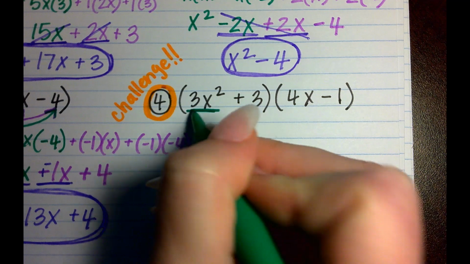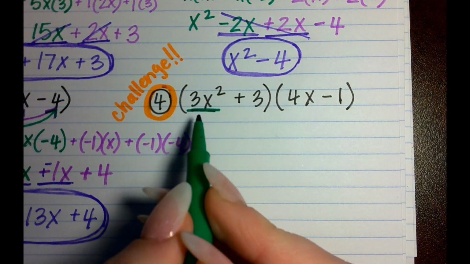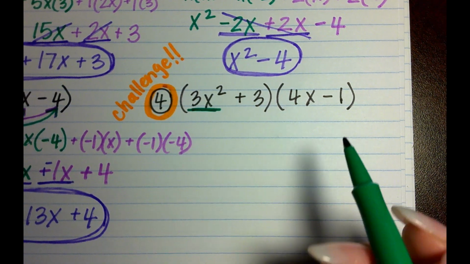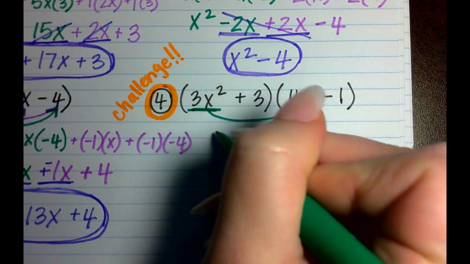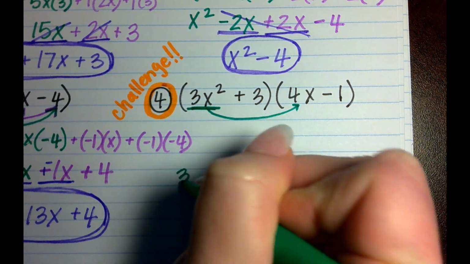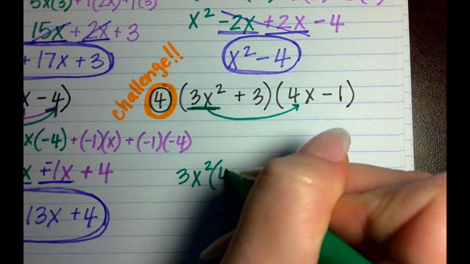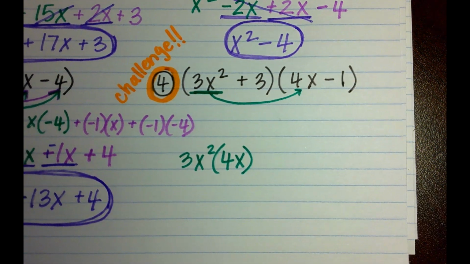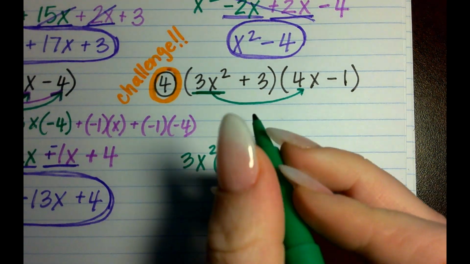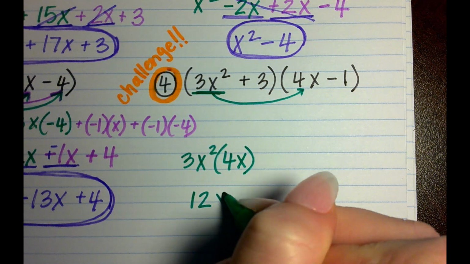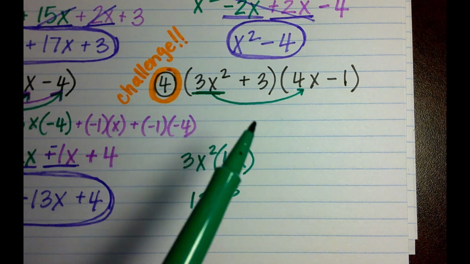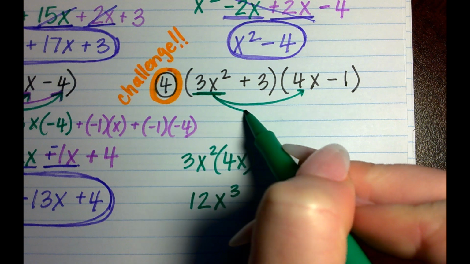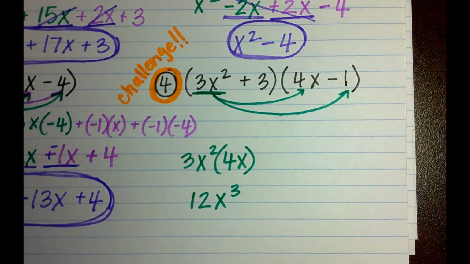Same process with FOIL. So my first terms are 3x squared and what? 4x. So, and I'm going to write a little lower. 3x squared times 4x. X to the third power. Good. 12x to the third power. And what comes next? 3x squared times negative 1. Good. 3x squared times negative 1.